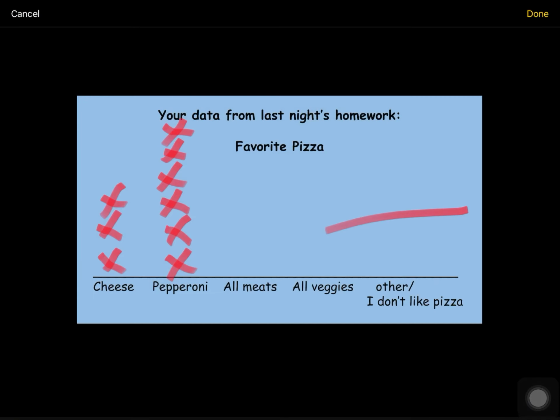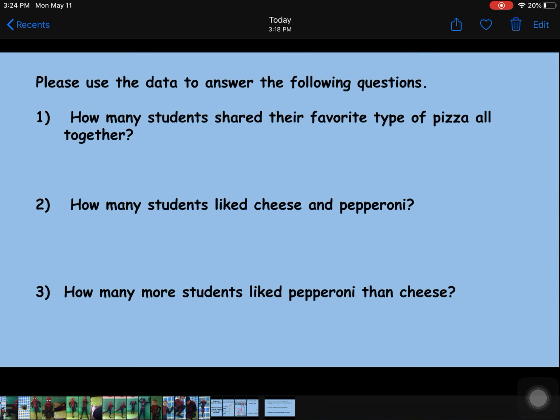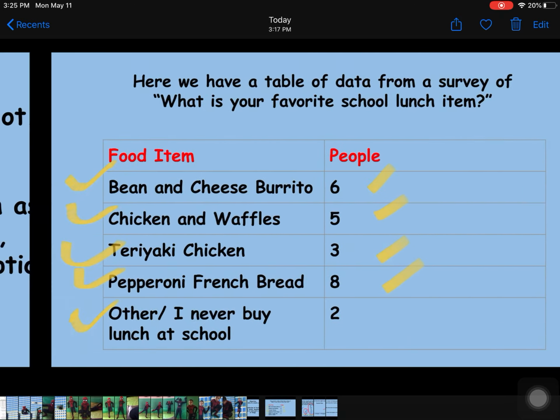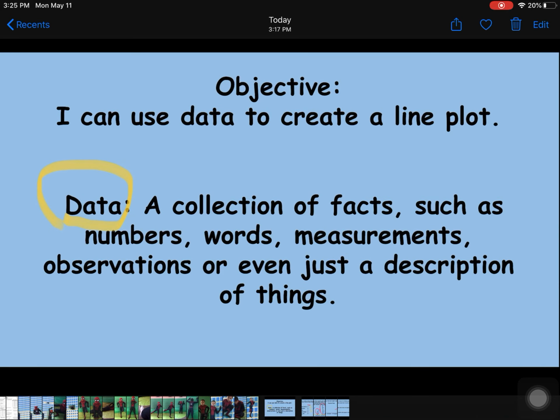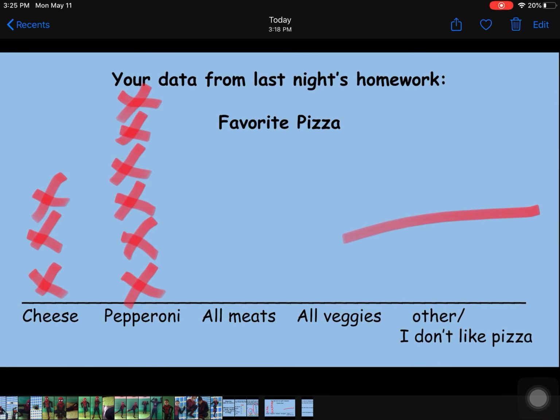So then when we are done with that, we are going to answer some questions about that line plot. We're going to use our line plot to answer these questions. How many students shared their favorite type of pizza altogether? How many students like cheese and pepperoni pizza? And how many more students like pepperoni than cheese? So that's how you use data to create a line plot. Okay? So I will see you guys in a few minutes and we will fill out this chart from last night's homework.